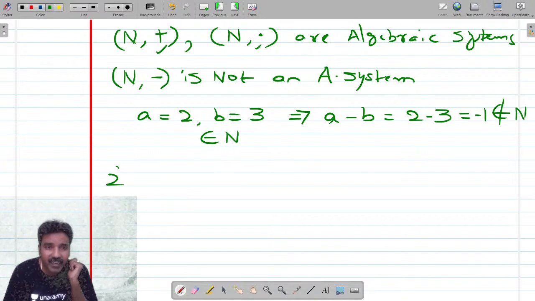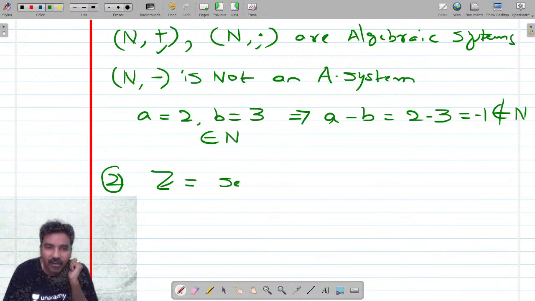So when you go for a second example, let us take the set of integers Z. So here Z is the set of integers.